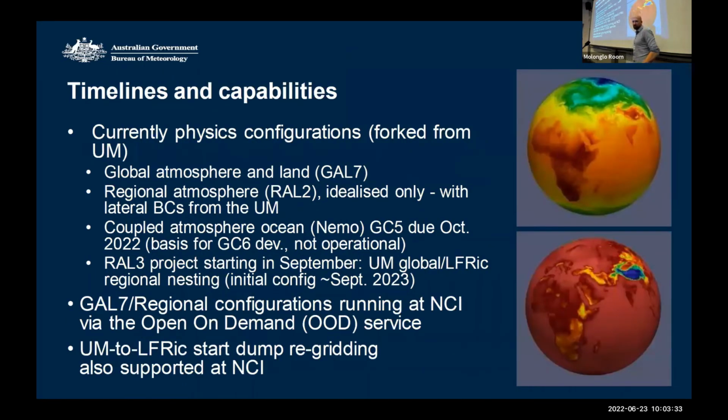Okay, so what are we doing with ALFRic at the Bureau, and where are we going? The physics for ALFRic was forked a couple of months ago now, so it's now an entirely separate development. We've got a global GAL7 configuration working at NCI with a lot of help from Paul and Martin and other people who contributed to this. We've also got an idealized RAL2 configuration. The RAL2 configuration currently in ALFRic only really works over the ocean, so it's just idealized at the moment.